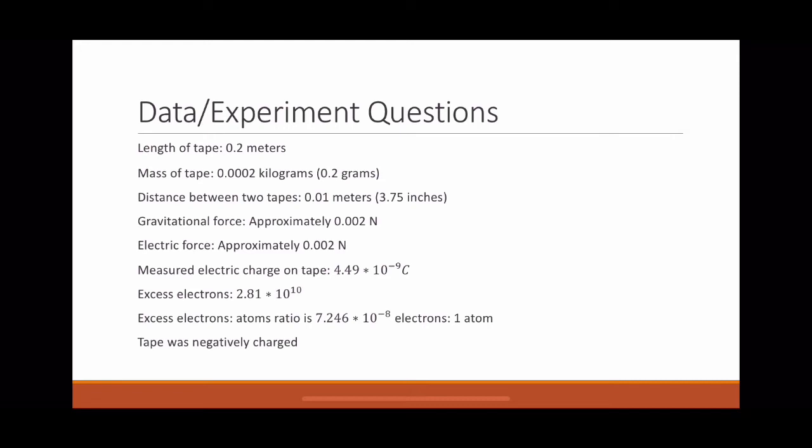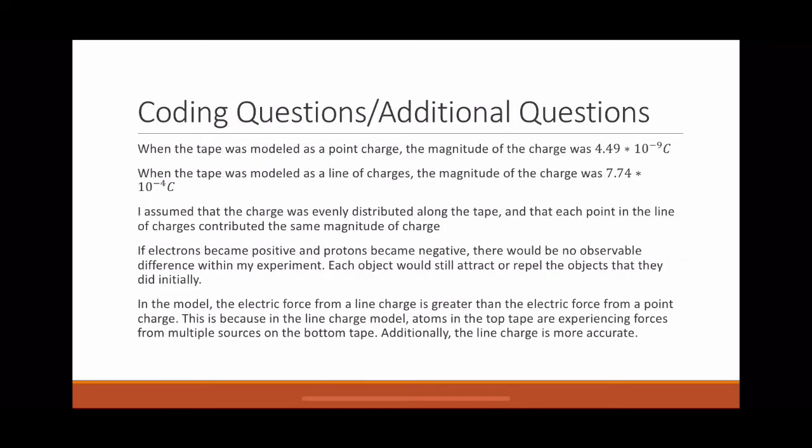This is because it experienced a repulsion from the negatively charged pen. However, this could be a source of error, as the pen might not have been charged as it should have been. When the tape was modeled as a line of charges, the magnitude of the charge was 7.74 times 10 to the negative 4th. This is very different from what I calculated for the point charge. However, the line charge is supposed to be greater.